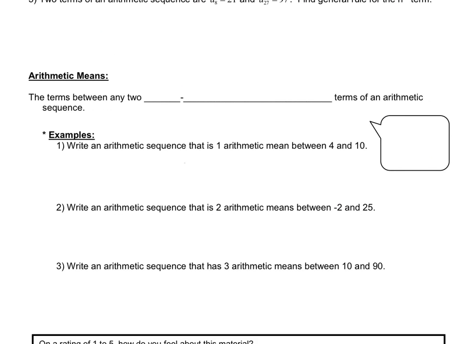All right, I'm probably only going to do one example in this section just because it's getting harder to talk, but basically, arithmetic means are the terms between any two non-consecutive terms of an arithmetic sequence. So basically, it's the number of terms between the given.